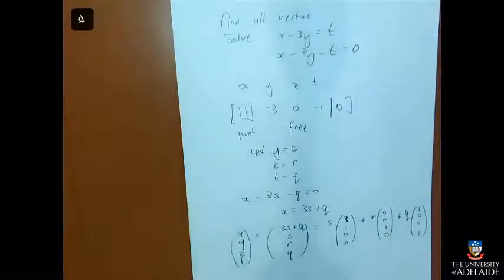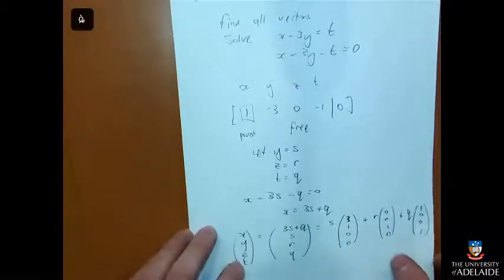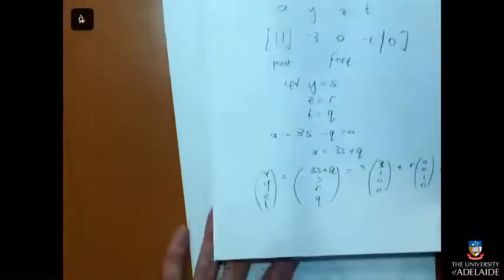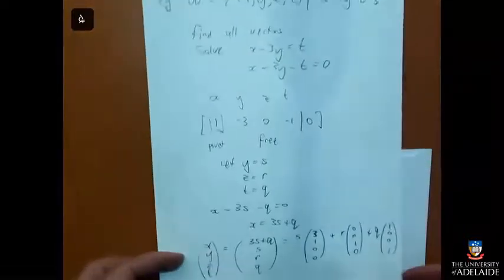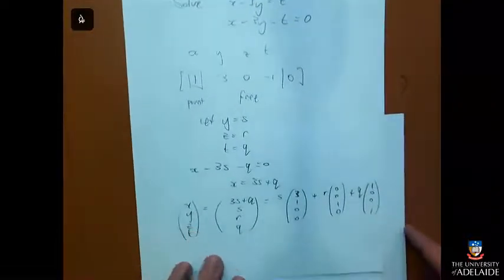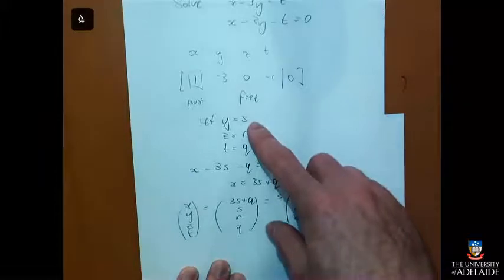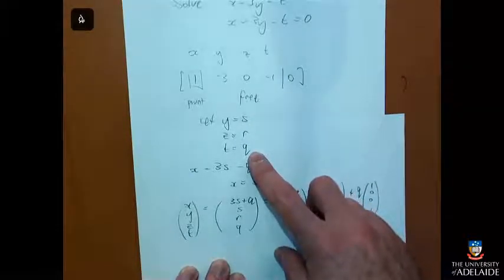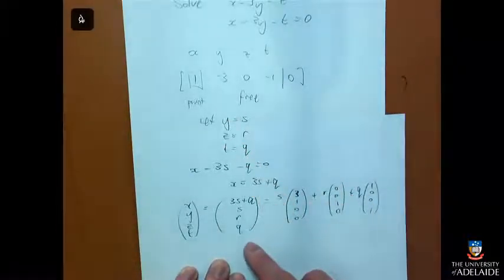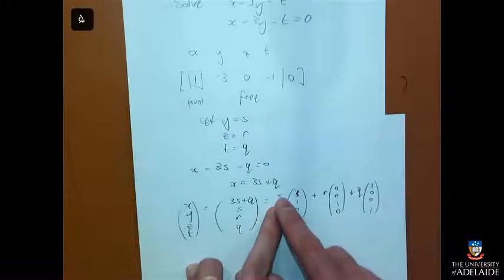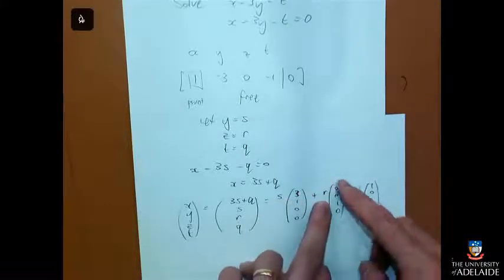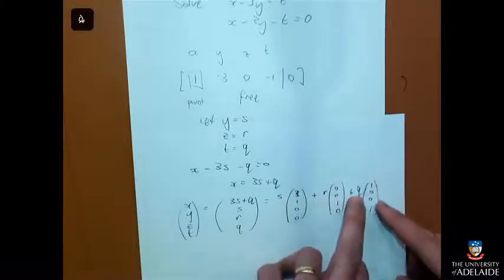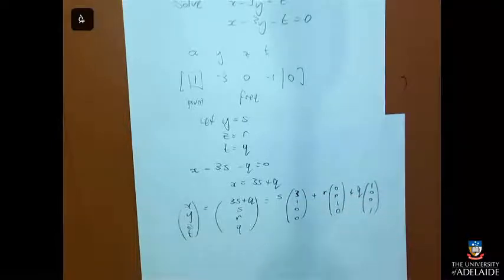Just because you've only got one row doesn't mean you can't make a matrix with one row. There is another way. Okay, so I don't know if it's occurred to anyone else, but didn't that seem like a bit of a waste of time to say s and r and q? Couldn't I have just left them as y and z and t? And then I would have just got y times 3, 1, 0, 0, z times 0, 0, 1, 0, and t times 1, 0, 0, 1. And it would have been perfectly acceptable.